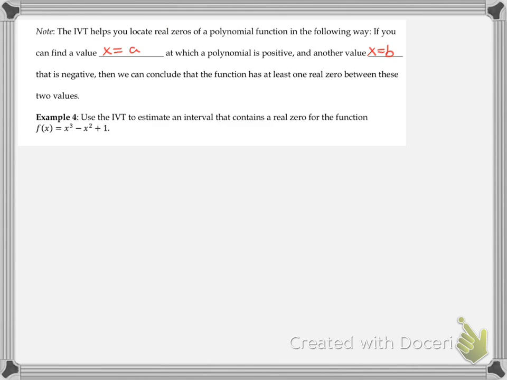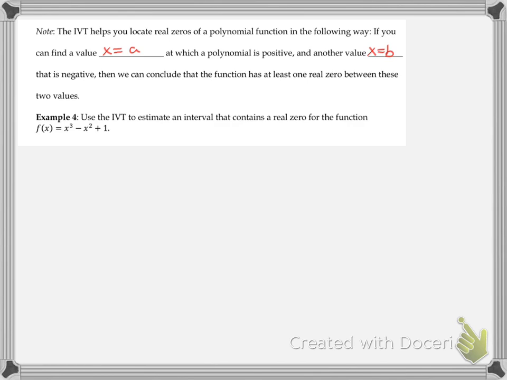Okay. Now let's look at it without needing a graph. So it says use the intermediate value theorem to estimate an interval that contains a real 0 for the function f of x equals x cubed minus x squared plus 1. Okay. Here's where it's trial and error. You're basically looking for an x value that's going to give you a positive output, and then one that's going to give you a negative, and then there's your interval. Okay, so it's really trial and error.